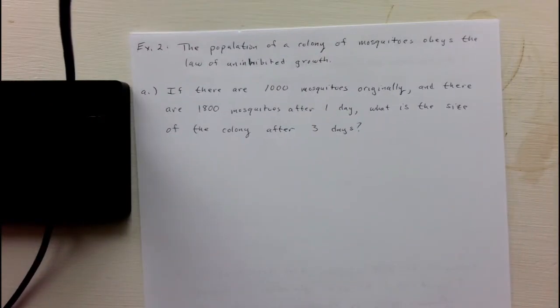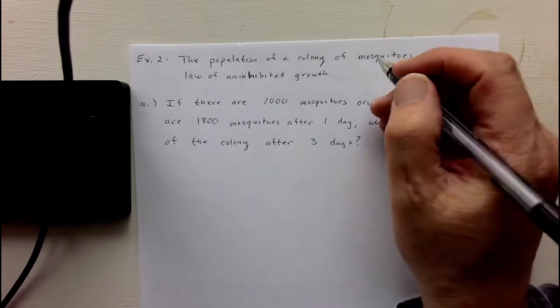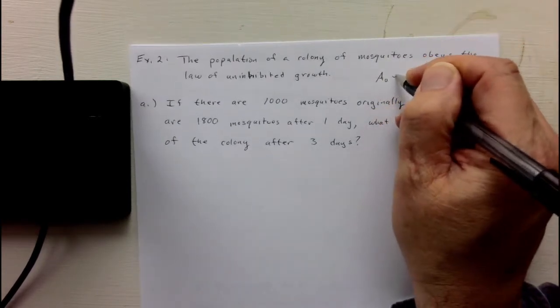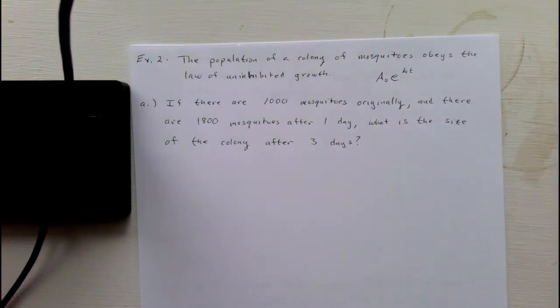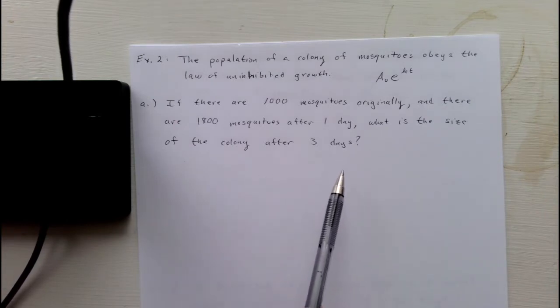Okay, so for the next example, we have a population of a colony of mosquitoes that's also obeying the law of uninhibited growth. And again, that just means that we're going to be looking at a formula like this. It says if there are 1,000 mosquitoes originally and there are 1,800 mosquitoes after 1 day, what's the size of a colony after 3 days?